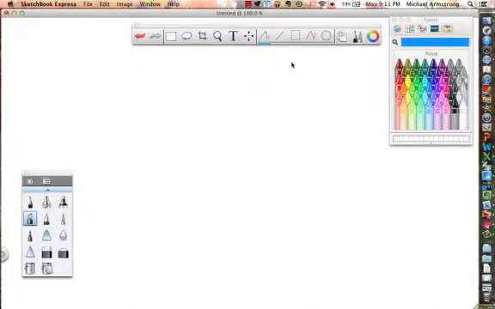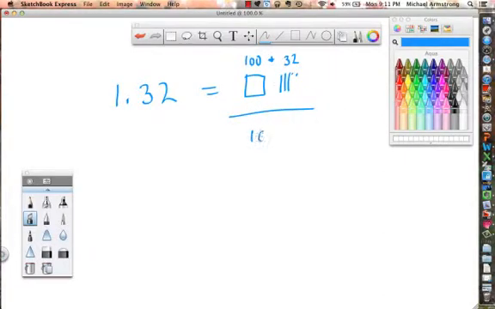Alright, so you're going to see stuff like that. What happens if we have more than 100? For instance, if we have 1.32. Well, this is like one whole of these little boxes that they use, plus the 3 of the tenths, plus 2 of the hundredths, and that is going to be 100 and 32. See, 100 plus 32 all over 100.